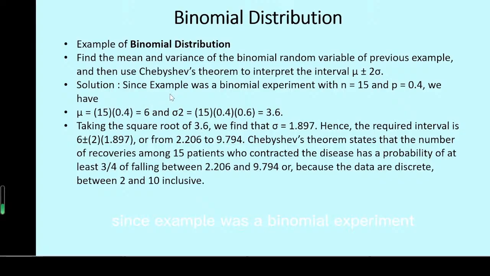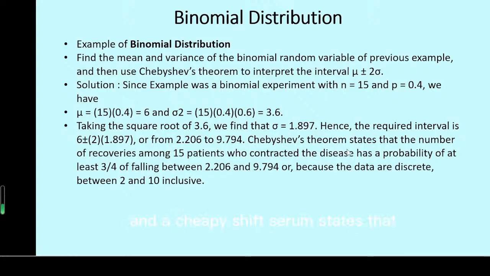So the solution is, since the example was a binomial experiment with n equals 15 and p equals 0.4, we have mean equals np equals 6 and variance sigma squared equals npq equals 3.6. Taking the square root of 3.6, we find sigma equals 1.897. So the required interval is 6 plus or minus 2 times sigma, which means from 2.2 to 9.79.